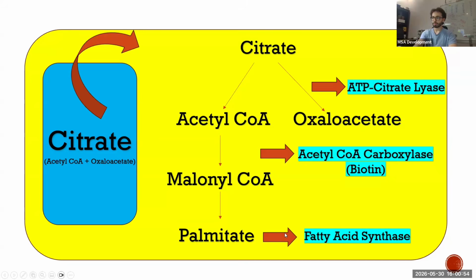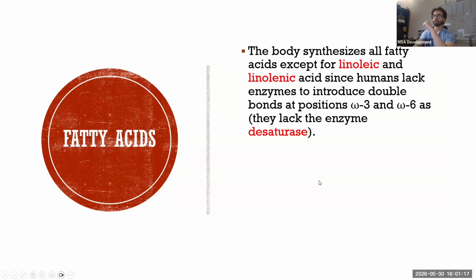Of course, it's more complex than simply getting malonyl-CoA to palmitate, but we will go into detail about that later on. For now, I just want you to take a look at this, appreciate the beauty of this because this is everything about fatty acid synthesis. Tamam? So three important enzymes: ATP citrate lyase, acetyl-CoA carboxylase, which needs biotin, and fatty acid synthase. Okay. Something important I want you to know about fatty acids.